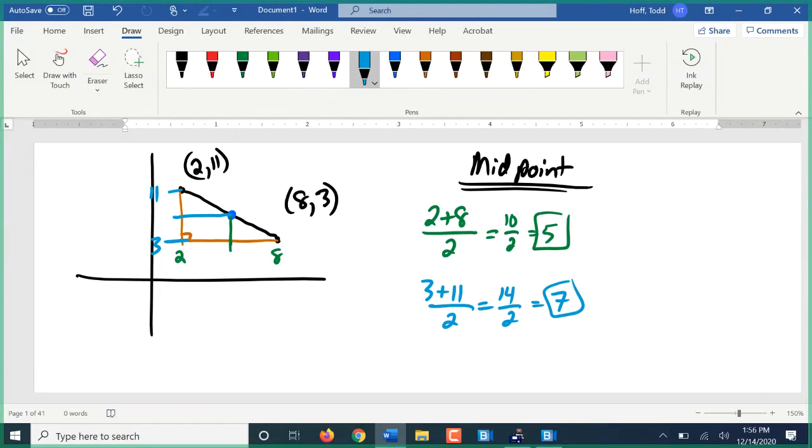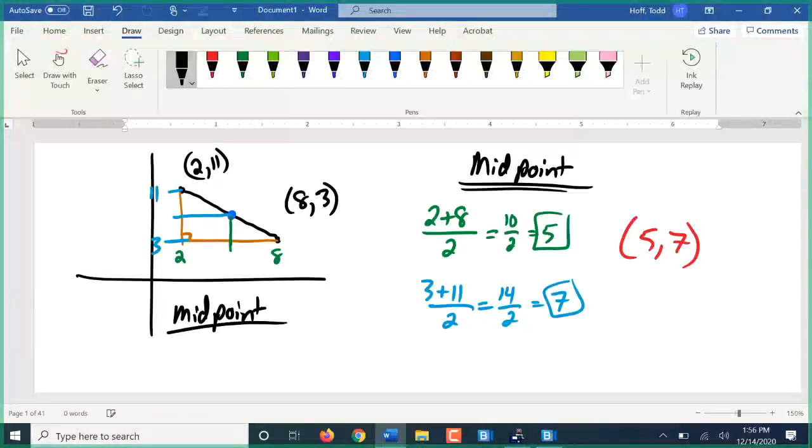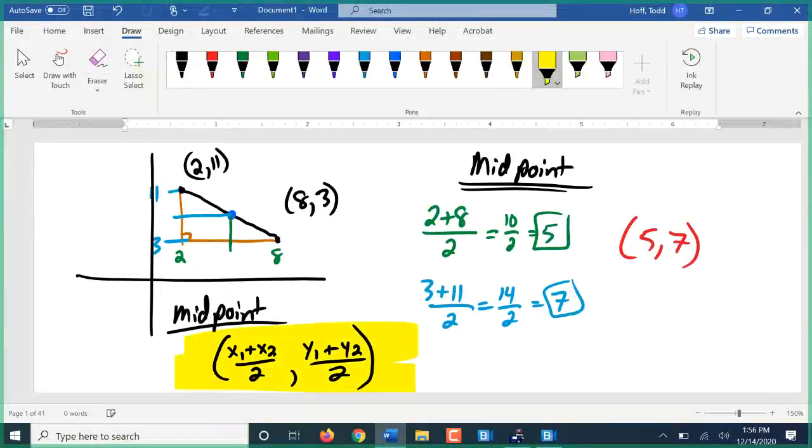So the y coordinate of that midpoint is 7. So the midpoint here is 5, 7. The formula for the midpoint is simply x1 plus x2 over 2 is the x coordinate, and y1 plus y2 over 2 is the y coordinate. The midpoint is one of the few formulas that's going to give us two separate numbers because we have to have a number for each coordinate, for the x coordinate and the y coordinate. So it's actually two separate formulas, one for each coordinate.